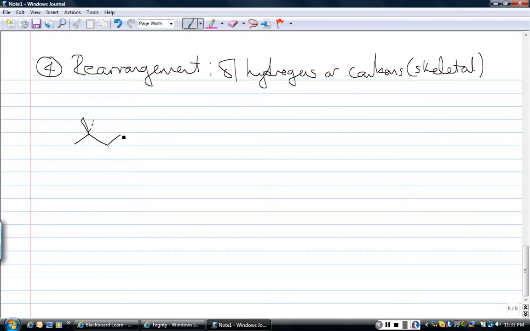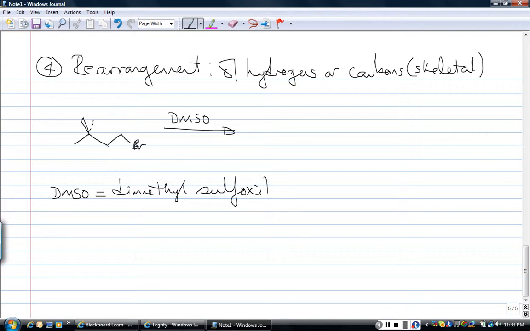and I simply dissolve it in DMSO, and DMSO is an acronym for dimethyl sulfoxide, which has the structure S double bond O and two methyls on it. This is an extremely polar organic solvent. If I dissolve this compound in DMSO, the product of the reaction is going to be this.